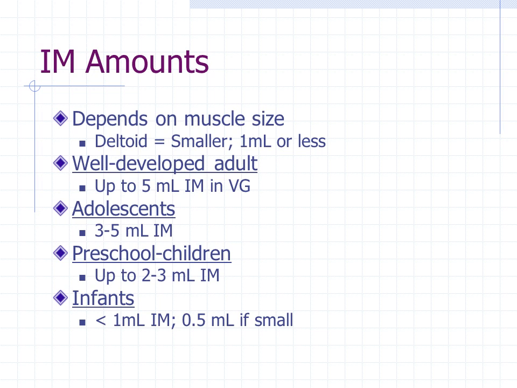A well-developed adult, you can give up to 5 mLs in 1 injection in the ventrogluteal. Adolescents, 3 to 5 in an IM. Preschool, 2 to 3. Infants would be less than 1 or 0.5 if they're small.